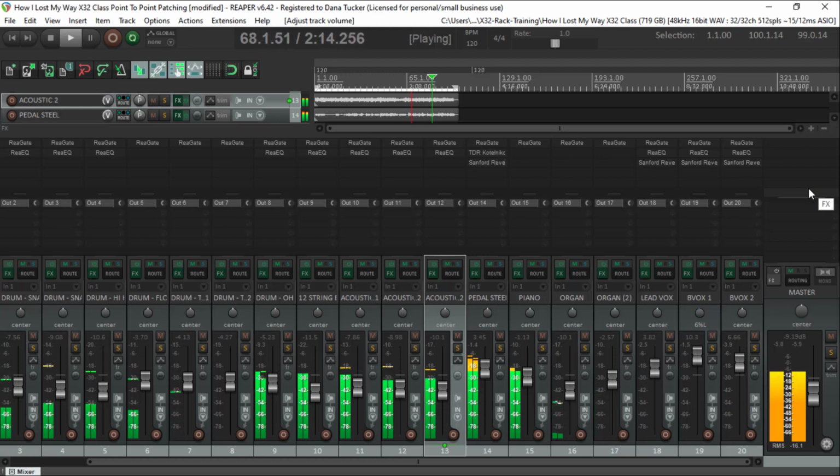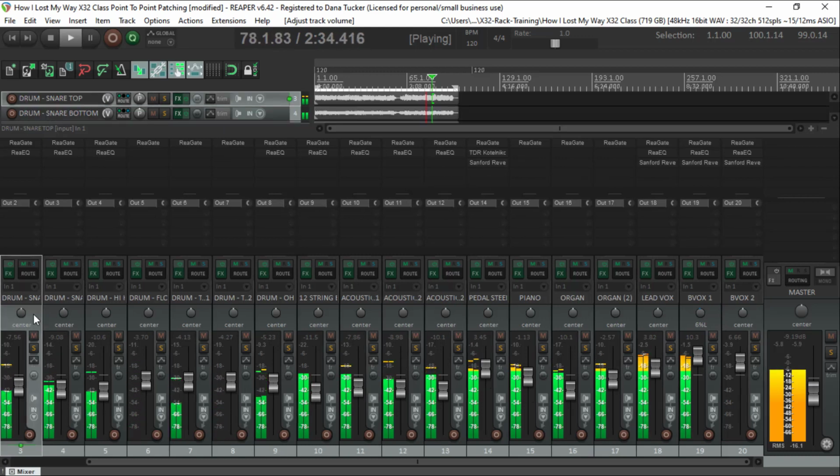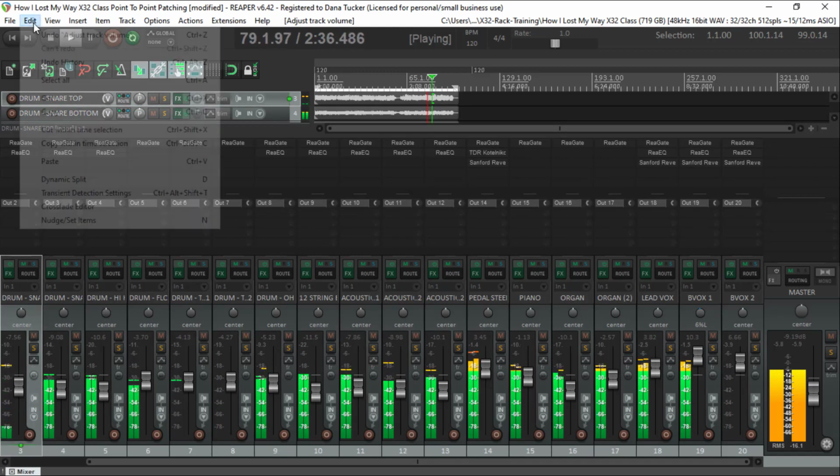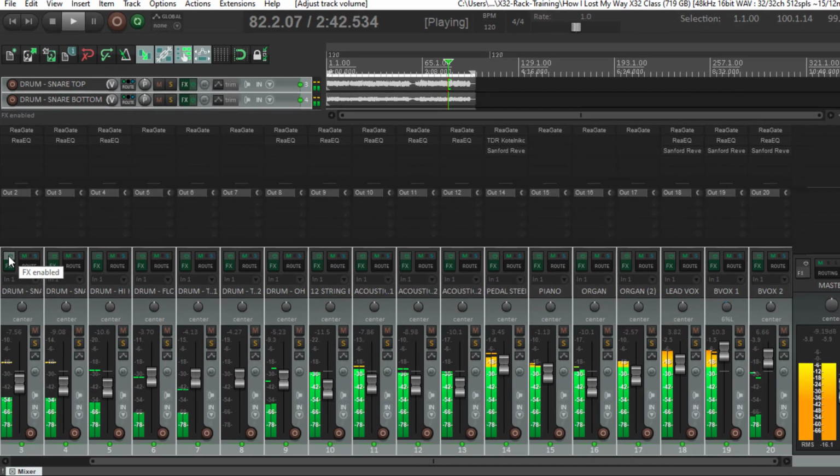Okay, so what I've got here is I'm basically using 3 plugins. I'm using a gate, an EQ, and a compressor. And I apologize, there's 4. I'm also using a reverb. And let's go ahead and listen to this. I'm going to select all, and then I'm going to turn the FX off and on, and let's listen to it as we play through it.